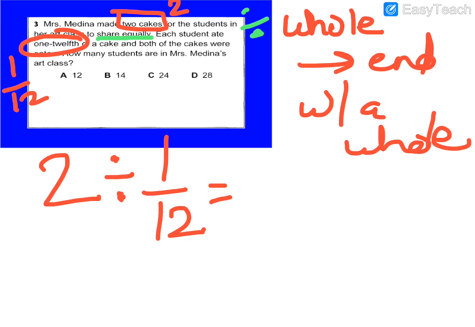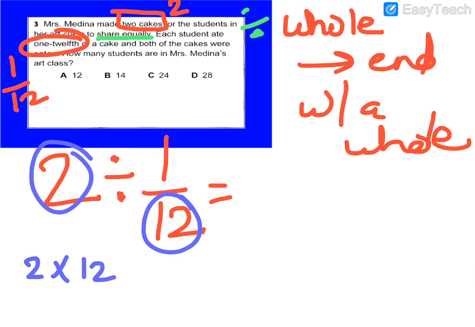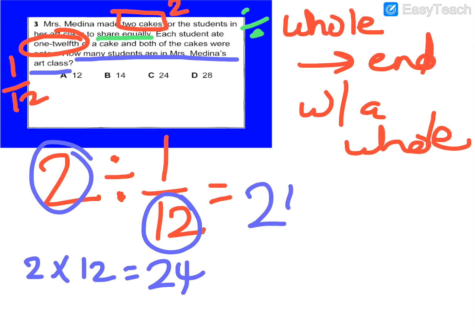So if we know that we have to end with the whole number, we simply will take our whole number and our denominator and multiply. What is 2 times 12? 24. So the question was, how many students are in Mrs. Medina's art class? 24 students.